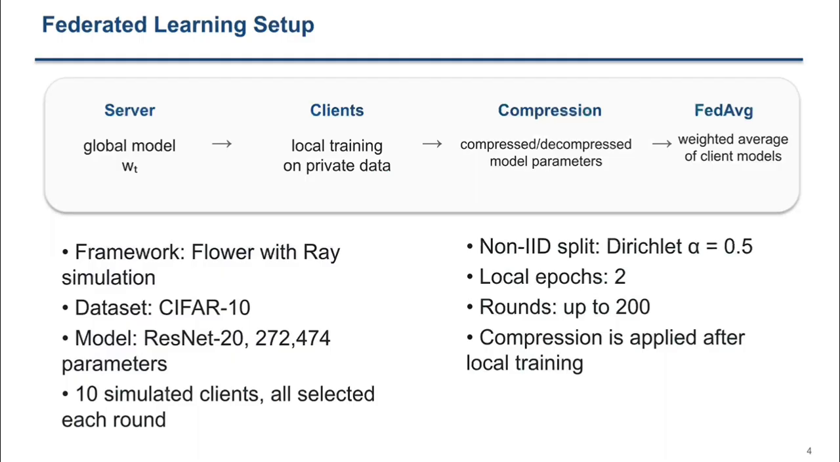The data is split non-IID using a Dirichlet distribution with alpha equal to 0.5. This means the clients do not have the same data distribution, which is closer to real federated learning cases in real life. Each client trains locally for 2 epochs, and the experiments run up to 200 rounds. The compression is applied after local training, before the client sends model parameters back to the server. The server still performs standard FedAvg.